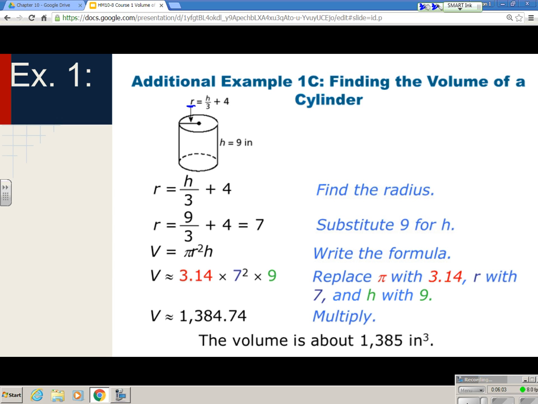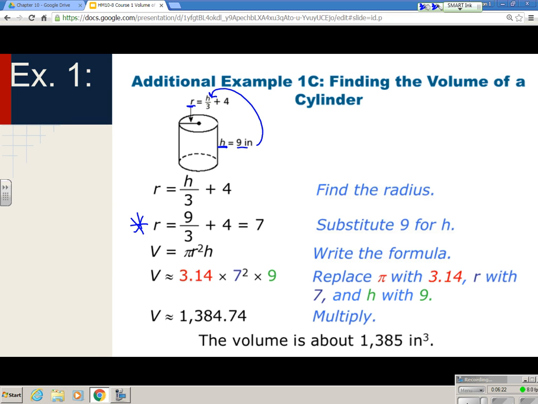We're looking for radius. Radius equals what? H over 3 plus 4. Is there anything in this problem that represents h? You should notice that h is right here. The height is 9. So all you have to do is put 9 in for h. And that's how we get this.